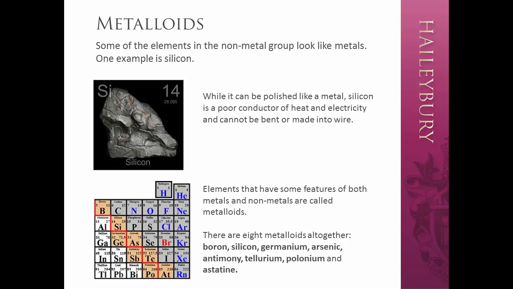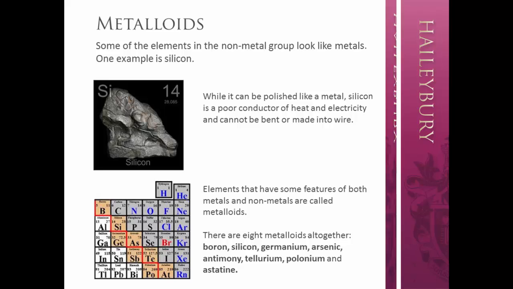Some of the elements in the non-metal group look like metals. The example we're going to use here is silicon. Silicon can be polished like a metal, but it's a poor conductor of heat and electricity and cannot be bent or made into a wire. It's not malleable or ductile. Elements that have some features of both metals and non-metals are called metalloids. There are 8 metalloids altogether: boron, silicon, germanium, arsenic, antimony, tellurium, polonium, and astatine.